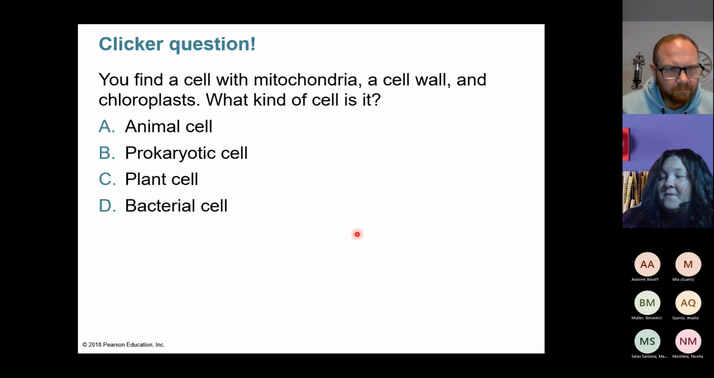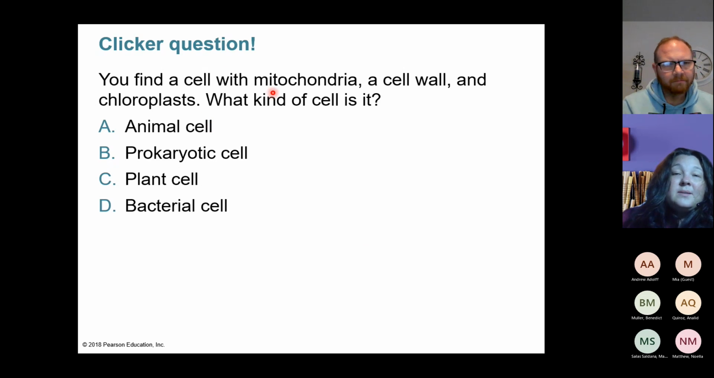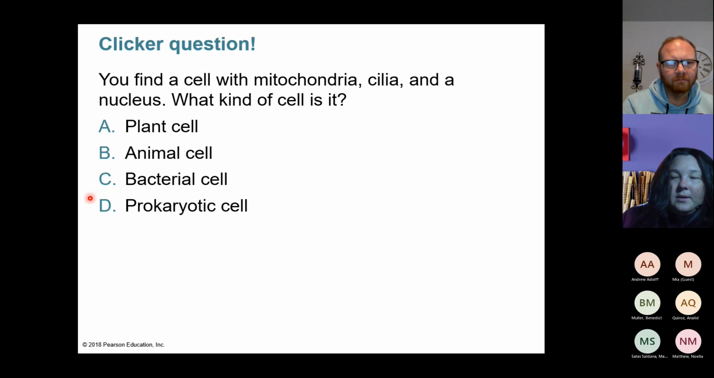17% said A, 50% said C, and 33% said D. So A is incorrect because we have mitochondria, yes, but we also have a cell wall and chloroplast. Remember, those are only found in plant cells. Nobody said B, that's good. 33% said D. That is not correct because bacterial cells, remember, are prokaryotic cells, and they do not have mitochondria, cell walls, or chloroplasts. So the correct answer here is C.